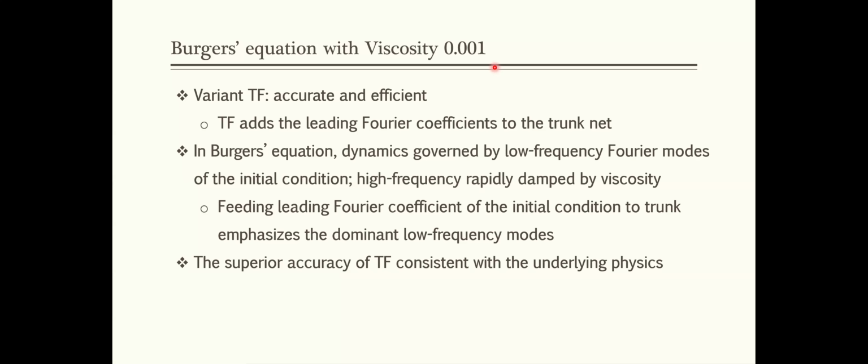In viscous Burgers' equation, the dynamics are primarily governed by low frequency Fourier modes of the initial condition, while higher frequency components are rapidly dampened by the viscosity. Therefore, we can anticipate that including the leading Fourier coefficients of the initial condition into the trunk net effectively introduces a low-pass filter, emphasizing the dominant low-frequency modes and discarding high-frequency noise. The superior accuracy of variant TF is consistent with the underlying physics of viscous Burgers' equation. That is viscosity 10^-3.